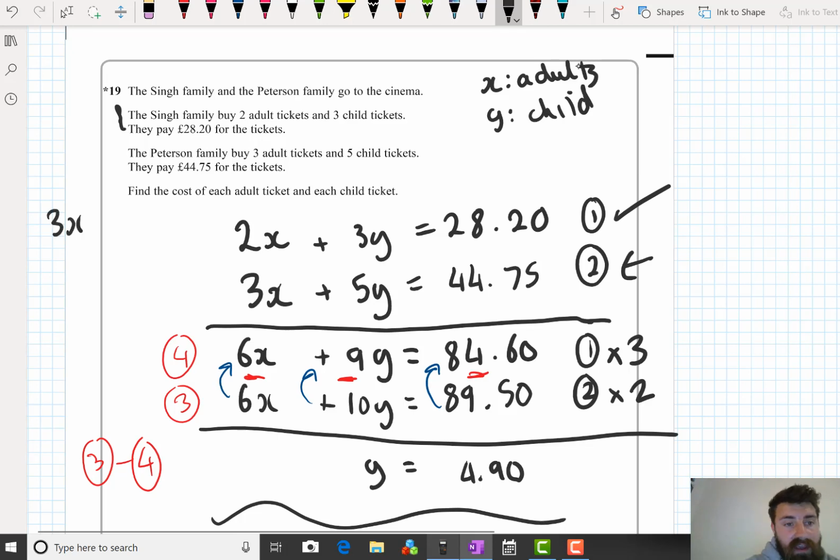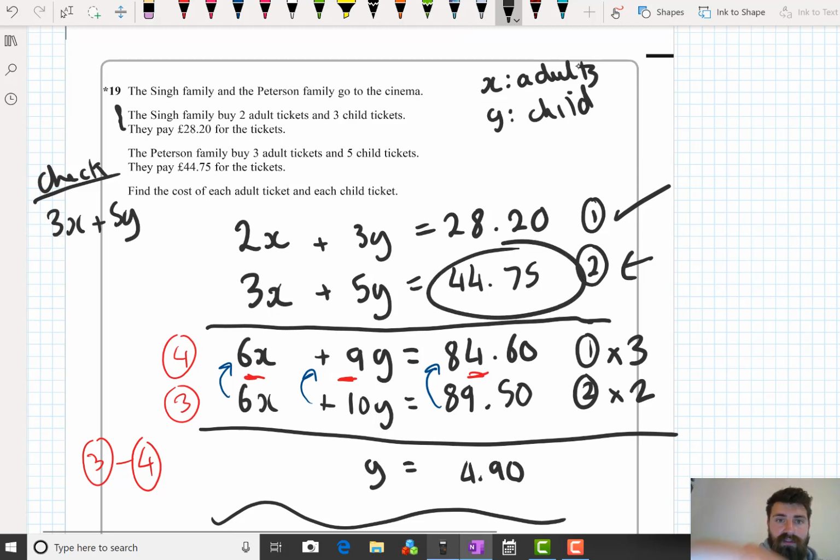Writing check doesn't get you any more marks, by the way. At this stage, everything's been awarded if I've done it correctly, but I'm just checking. 3 times my x value plus 5 times y should give me £44.75. That's what I'm looking at if I've got the correct numbers here.